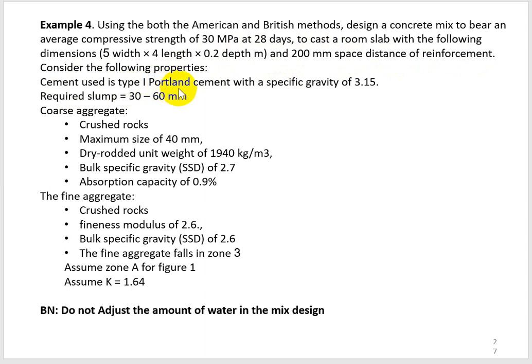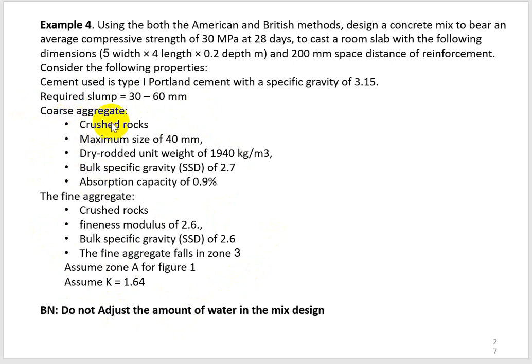Cement used is type 1 Portland cement with a specific gravity of 3.15, requires slump 30 to 60, coarse aggregate details. If you can see in the details here, it's been designed in a way that it can provide clear information for both methods, the British and American.